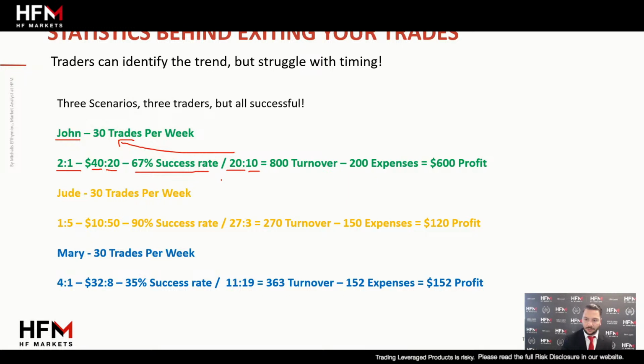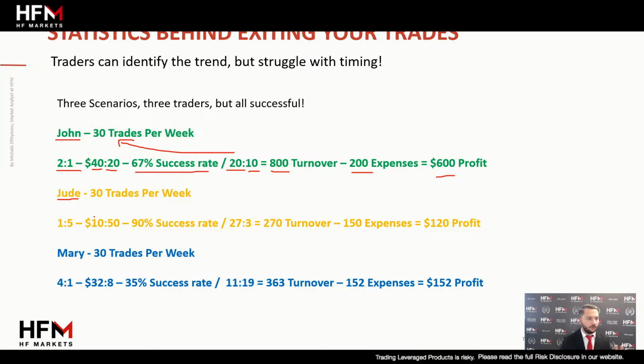So that means, ladies and gentlemen, if we're doing 40 times 20 trades, he's earning 800 turnover. So his profit is 800. And if we take 20 times 10 trades, his expenses, his losing trades, is $200. So at the end of the month, he's earning $600. And he's not a super successful trader, only a 67% success rate. It's absolutely fine. Let's look at example number 2.